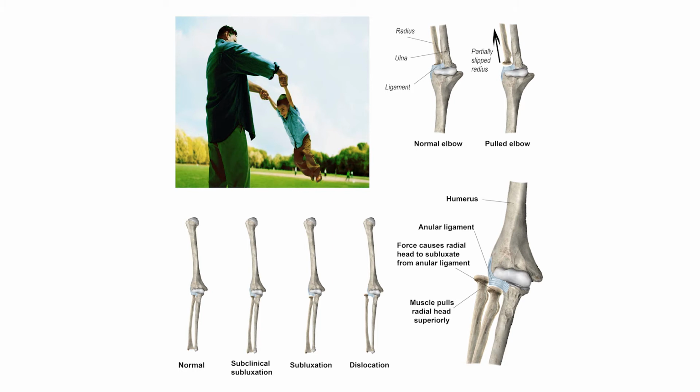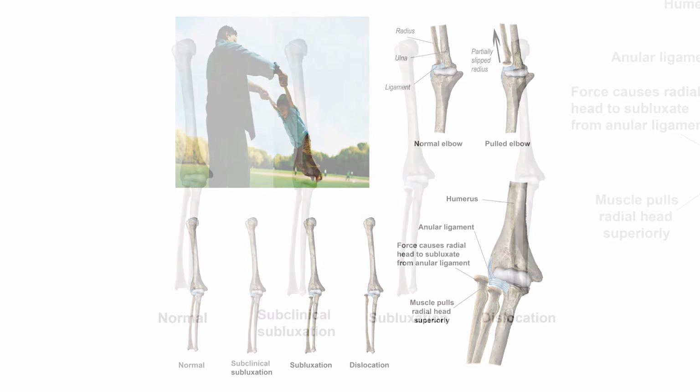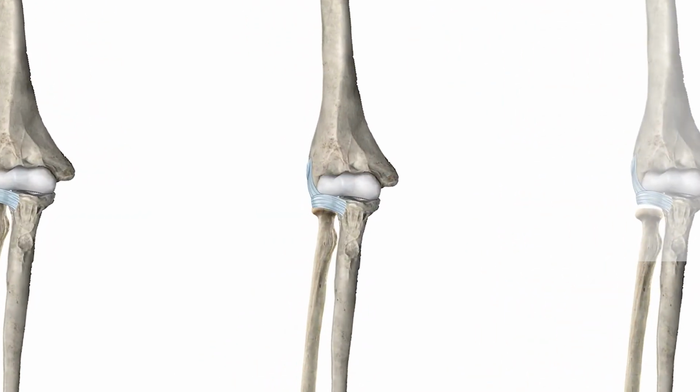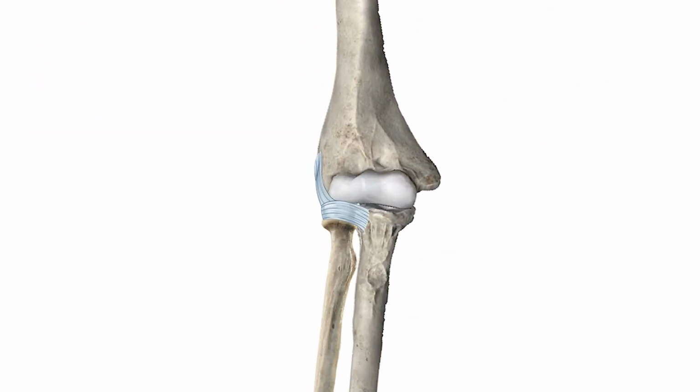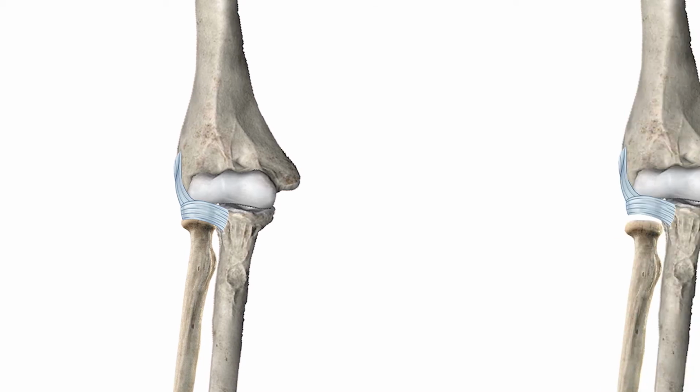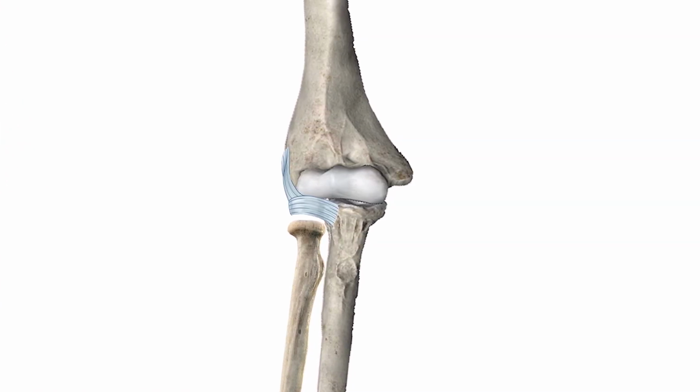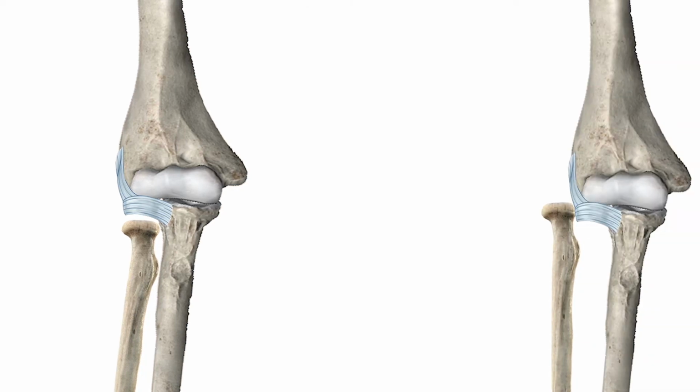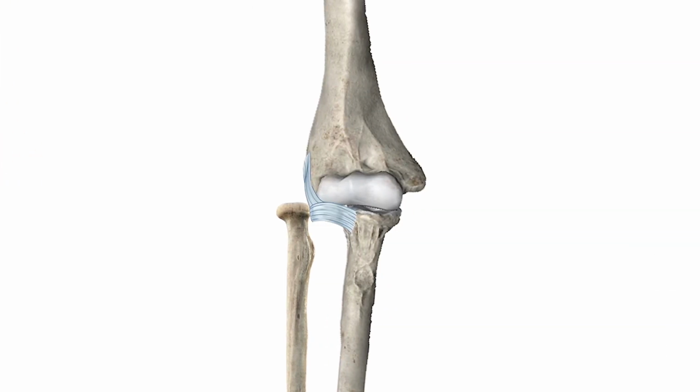As you can see, there are degrees to which the radius can be repositioned. In a subclinical subluxation, the radial head is slightly out of its normal position, but still within the annular ligament. In subluxation, the radial head is completely out of the annular ligament and is lying further distally. In the subluxation and dislocation, the radial head is out of the annular ligament and is displaced laterally, allowing the muscles to pull it proximally. This is the most severe case. The radial head can be seen and palpated as a large lump on the lateral side of the elbow.